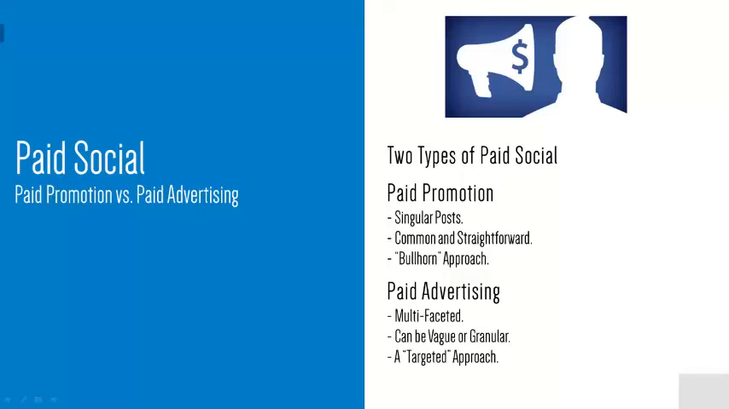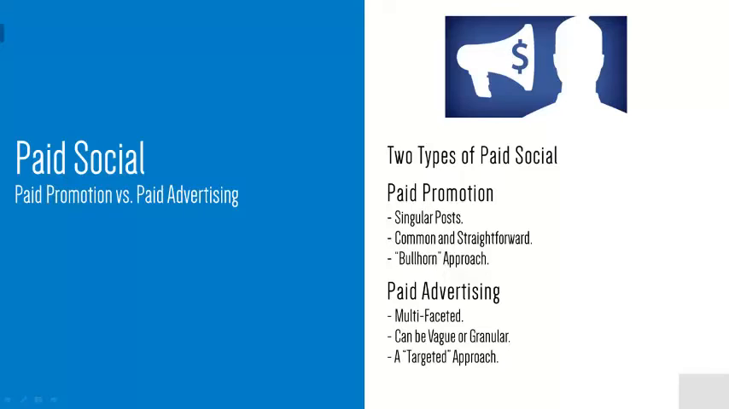The first is paid promotion. So you're promoting typically a singular post, really common and straightforward. So if you have a post up on Facebook or you have a tweet out on Twitter, this is a bullhorn approach. It's saying this post, wherever you're putting it up, only reaches a certain portion of my audience, and I'm going to pay to unlock the rest of that audience. Again, really common, really straightforward. This is probably the easiest to understand paid social that is out there, and a lot of people use it without really digging too far into it beyond knowing that it's going to get them more access to more of their audience.